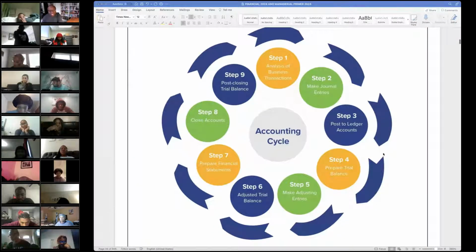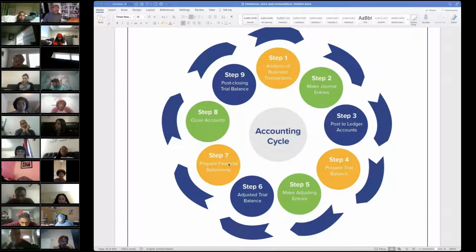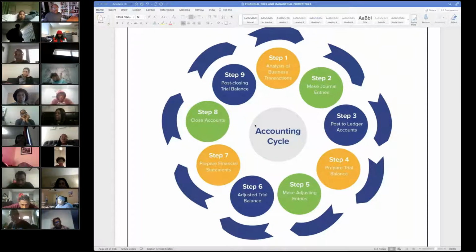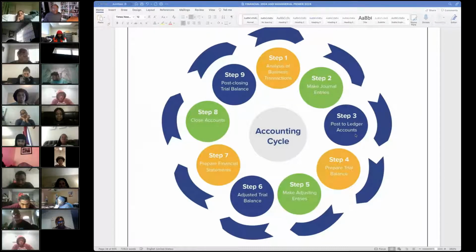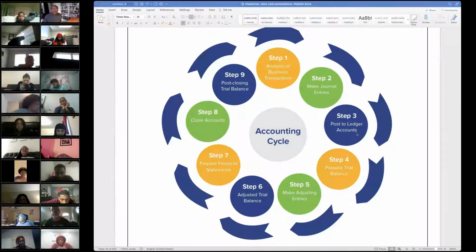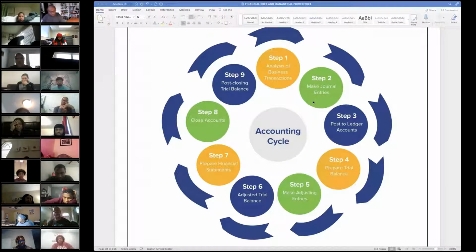Okay, so to get to those financial statements, we got this accounting cycle. And for the first 2 weeks, we're only working with steps one and two. Then we go to three and four, five and six, and then seven, getting the financial statements prepared. And we'll be here, seven and eight, in midterm. But right now, we're trying to get one and two. Because if you don't get one and two correct, you cannot go to three and four. So we want to make sure we get one and two correct: how to read a transaction, analyze a transaction, and make a journal entry. And we're going to spend 2 weeks on that. And at the end of 2 weeks, I want everybody to be able to make a journal entry in 2 minutes.